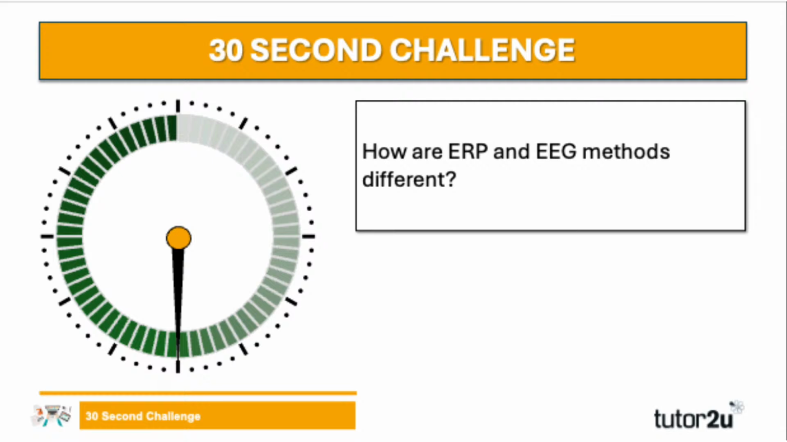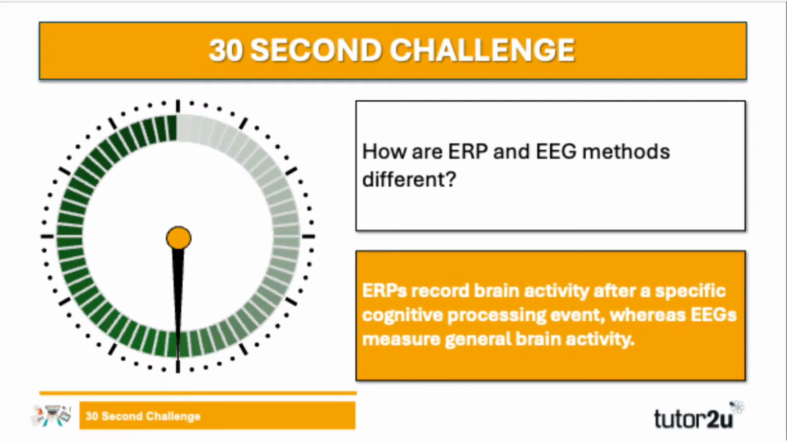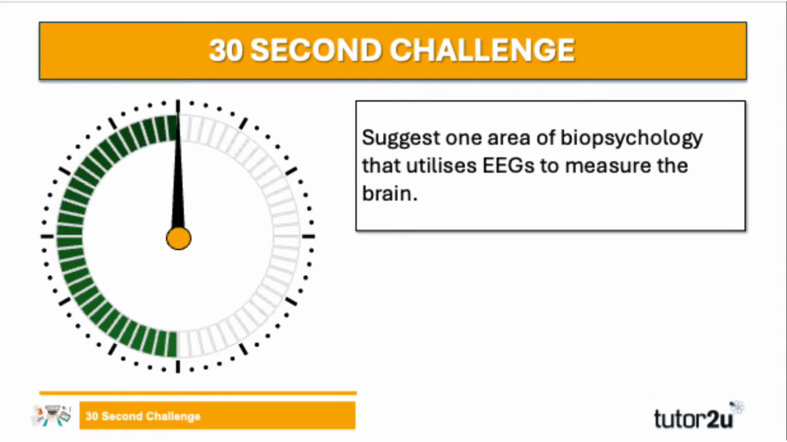I think, Rachel, you put ERPs focus on activity related to a stimulus, whereas EEG is just electrical activity and not a specific one. So yeah, that's the key there. And I can see quite a few of you have said that EEGs measure general brain activity and ERPs record brain activity after a specific cognitive processing event, and that's obviously after a stimulus is presented. Really well done, guys, for your answers there. Some really good detailed ones as well. All right, suggest one area of biopsychology that utilizes EEGs to measure the brain.